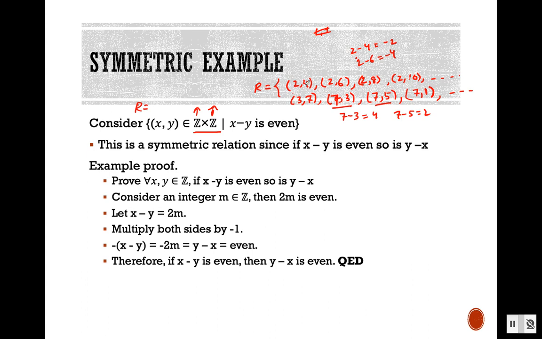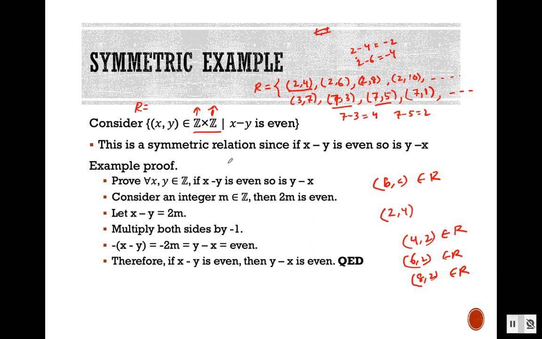Now pick any one of the ordered pairs. If we find that for all ordered pairs (a, b), the pair (b, a) also belongs to R, then we can say that this is symmetric. Let's pick any member here, for example (2, 4). The reverse ordered pair (4, 2) will also belong to R, because 4 minus 2 is even. (2, 6), then (6, 2) will also belong to R. (2, 8), then (8, 2) will also belong to R.